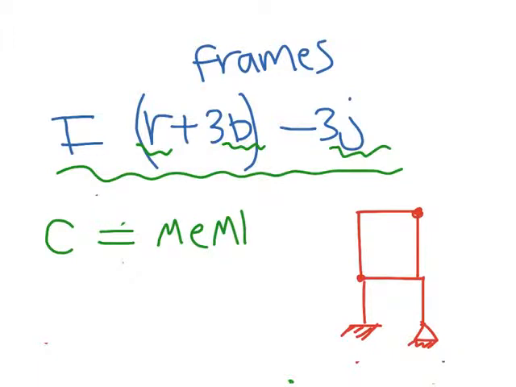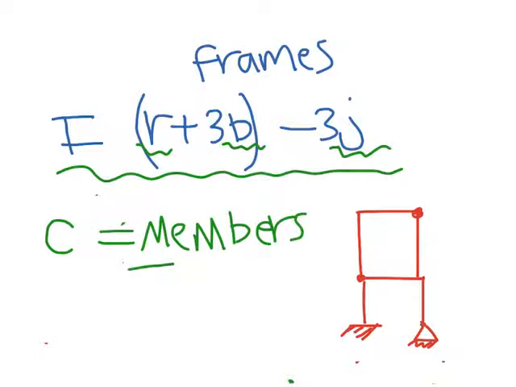Oh, whoa, I made a mistake, sorry. Members minus 1. Alright, so here C equals 1. We have 2 members joined to this joint, and here we have 3 members, which means C equals 2.